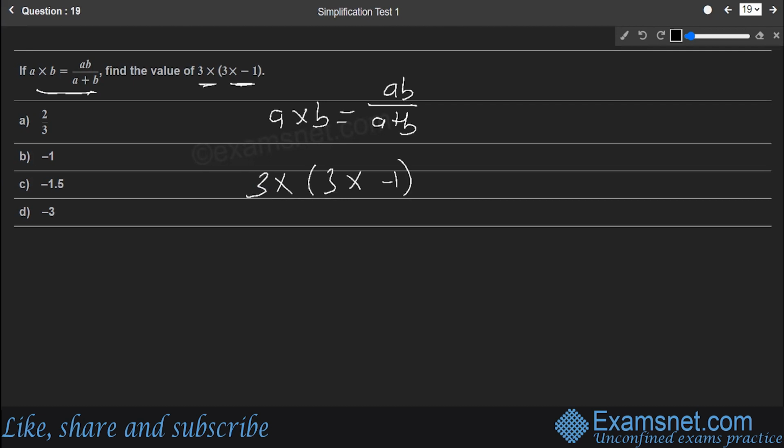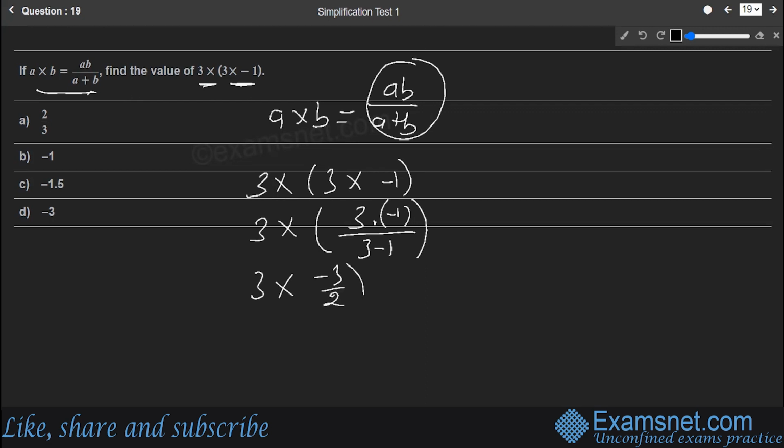So we can do the inner part first. That is, in place of the inner cross minus 1 part, we can write using the same rule, AB over A plus B, 3 into minus 1 divided by 3 minus 1. That will make it 3 cross, then 3 into minus 1 is minus 3 over 2. So it's becoming minus 3 by 2. Now, again, these two things are in the A cross B form. So we have again to use the same formula, A cross B equal to AB over A plus B.